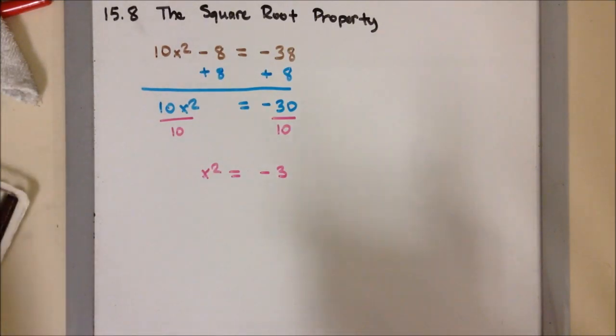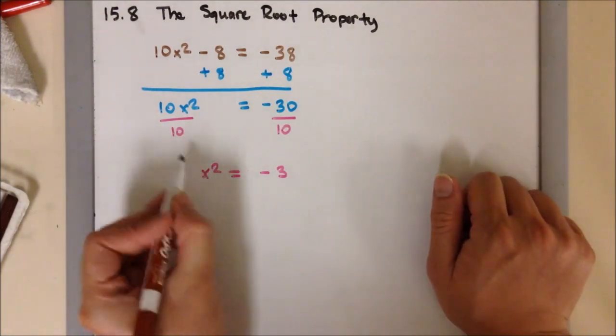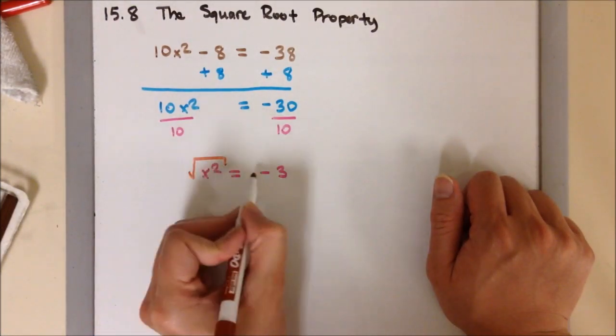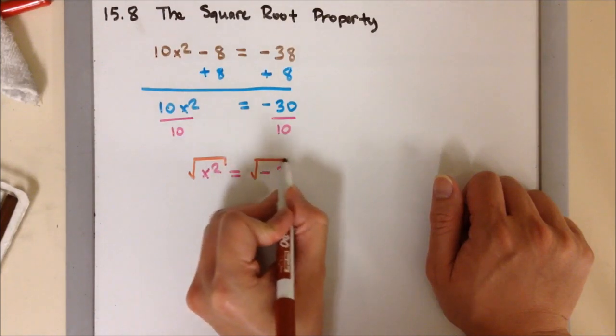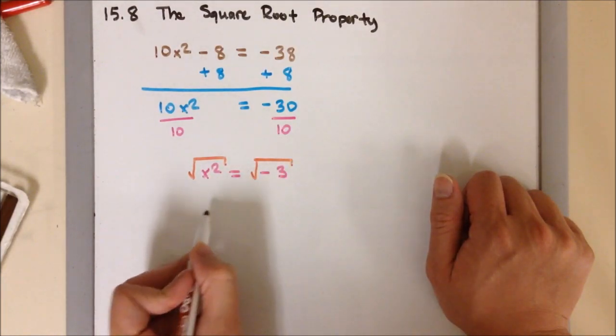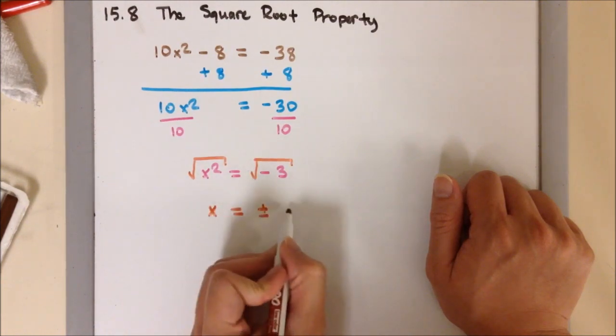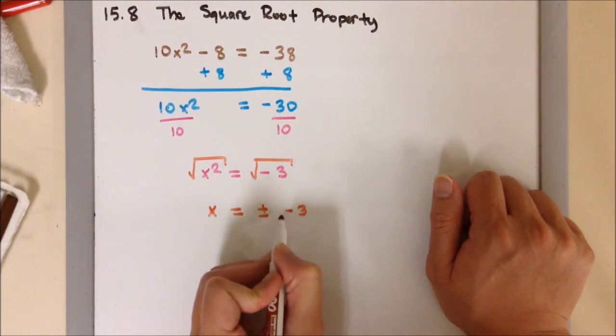After that, when you're trying to get x and it's x squared at the moment, you're going to have to do the square root so that you can get rid of the exponent. So I'm going to square root the right side also. So at the moment it's going to be x equal plus and minus the square root of negative 3.